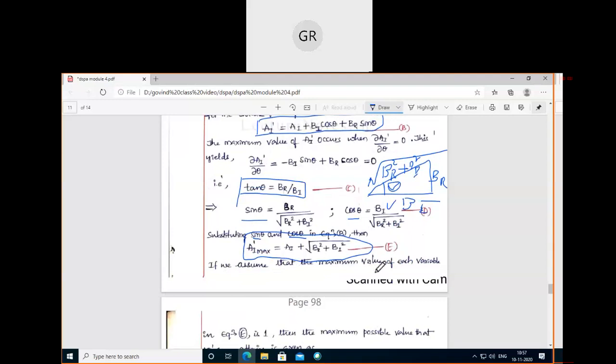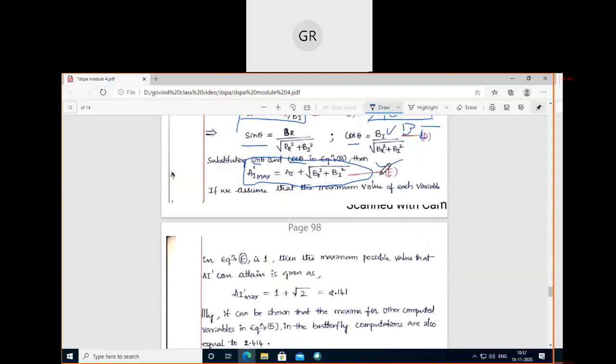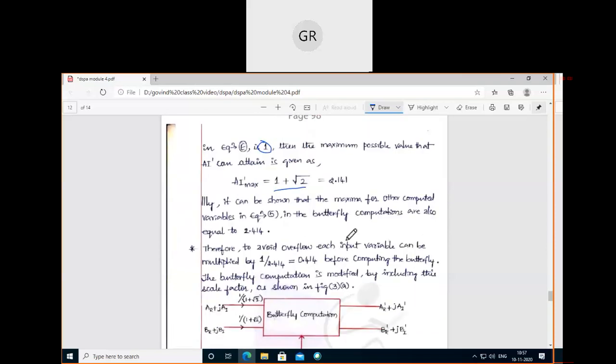Here, assume that the maximum value of each variable in this equation is 1. If AI is 1, BR dash is 1, and BI dash is 1, then the maximum possible value that AI dash can attain is 1 plus square root of 1 square plus 1 square, which is 1 plus square root of 2. That becomes 2.414. The maximum value of the first output imaginary is 2.414.